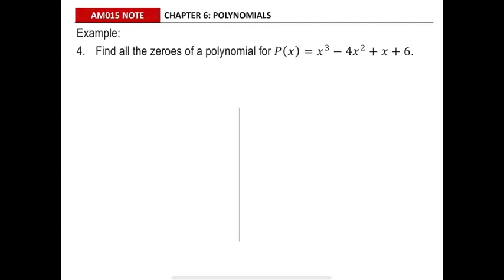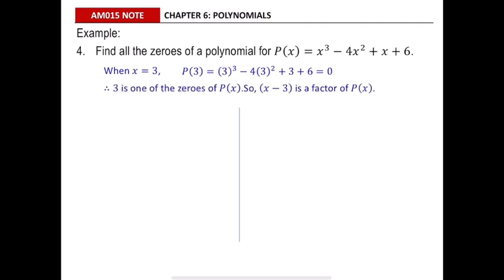Question 4 is, find all the zeros of a polynomial for P(x). This example is the same as the previous example. We have to find one of the zeros by trial and error first. So, 3 is one of the zeros. We substitute 3 into the polynomial and show that the value is 0. Then make a conclusion. Since 3 is one of the zeros, x minus 3 must be a factor of P(x).